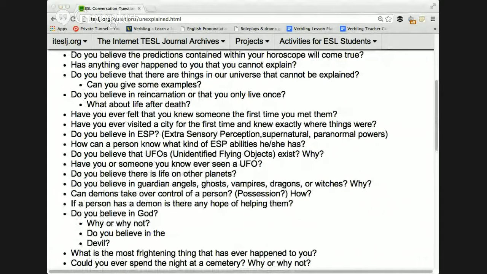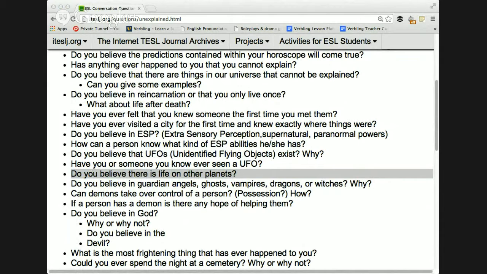Do you believe there is life on other planets? Okay, a new topic here. Yes. So, what does everybody think? Is there life on other planets? Do you believe in aliens?